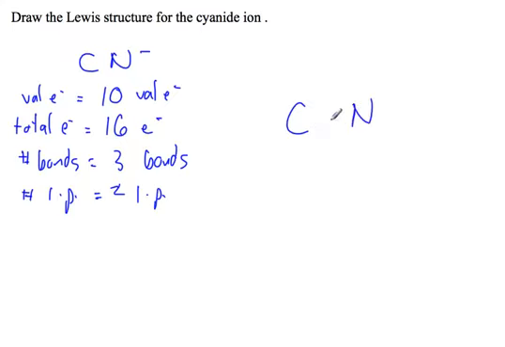And so now we can draw it. C is clearly bonded to N, but there's 3 bonds, so it's a triple bond, with 2 lone pairs, 1 on each of the bonding atoms. And because it's an ion, we have square brackets and the charge. Don't forget that for ions. So that's the cyanide ion.